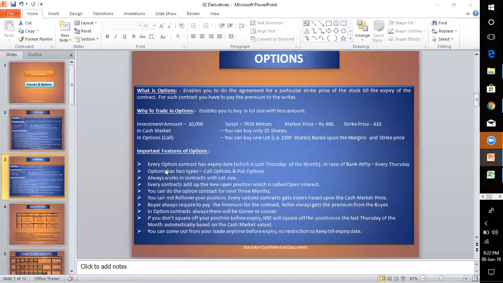Now, whatever I have explained, I have put it here also in writing. Every option has an expiry date, the same thing as in futures. Every option gets squared off on the last Thursday of the month, and you can buy for the next expiry also, but there should be some volume. If there is no buyer and seller, then how will you buy or sell it? In Bank Nifty, from 2016, every Thursday is the expiry, so you can buy for every expiry also.